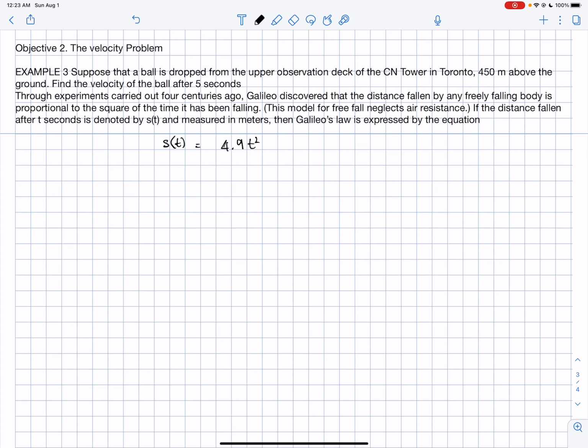Through experiments carried out 4 centuries ago, Galileo discovered that the distance fallen by any freely falling body is proportional to the square of the time it has been falling. If the distance fallen after t seconds is denoted by s(t) and measured in meters, then Galileo's law is expressed by the equation s(t) = 4.9t².